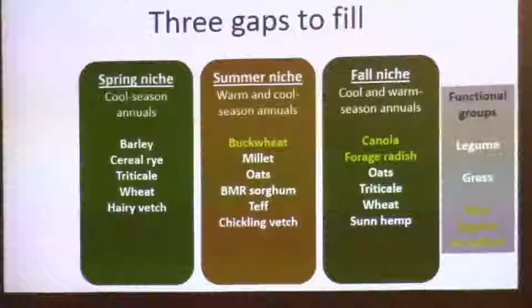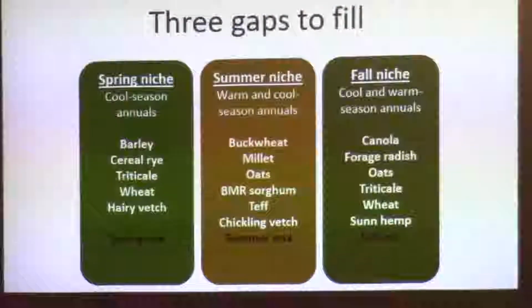So those are the species we were interested in. In addition, we were also interested in mixtures, right? So we wanted to grow those as monocultures, but we also wanted to grow them all together in a seasonal mix. So we combined all of the cool season spring niche species into what we called a spring mix, all seeded at 1/5 of their standard rates in this mixture. So total amount of seed is the same, but just the proportions have been changed.